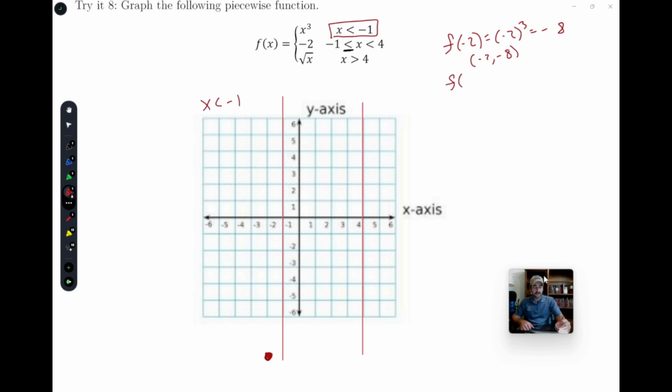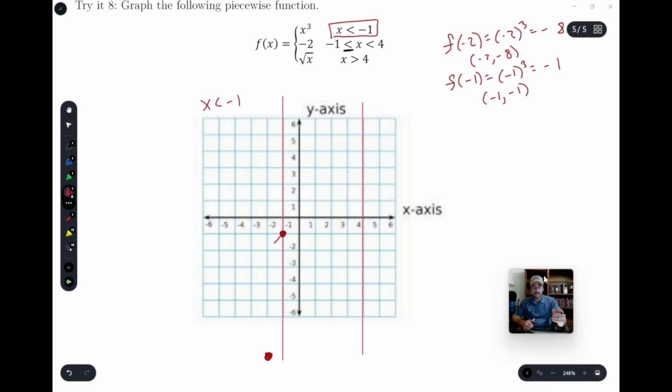I'm going to go ahead and plot the point f of -1, even though it doesn't include it. And you'll see why in a second. F of -1 is -1 cubed, which is -1. And so we've got the point -1, -1. So I'm going to go over 1, down 1. And I'm going to draw a circle. But because that boundary condition was not inclusive, I'm not going to draw a circle that's closed. I'm going to draw an open circle right there.